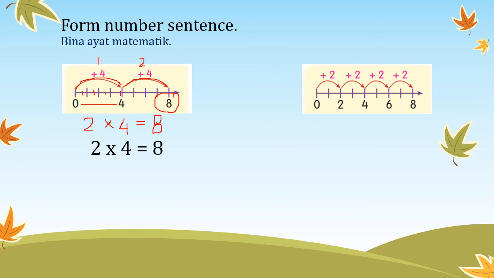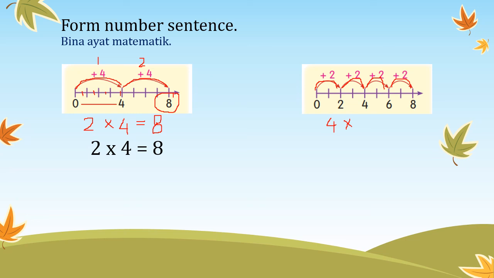Okay, what about the next picture? Gambar yang kedua, kita tengok gambar kedua. As usual, we must start with the number of jumps. Bilangan lompatan dia dulu. Ataupun bilangan anak panahnya dulu. Let's count. Kita kira sama-sama. 1, 2, 3, 4. 4 jumps. So, kita tulis 4 dulu. 4 times jarak satu lompatan berapa?